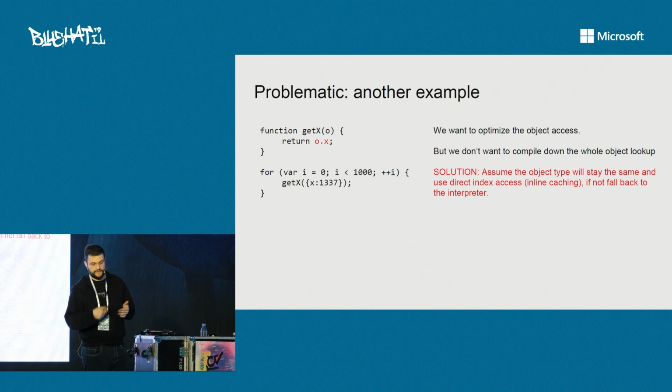And if the code gets an object of a different type when it's JIT compiled, then we'll have to fall back to the interpreter, because the code won't be valid for other types of objects.